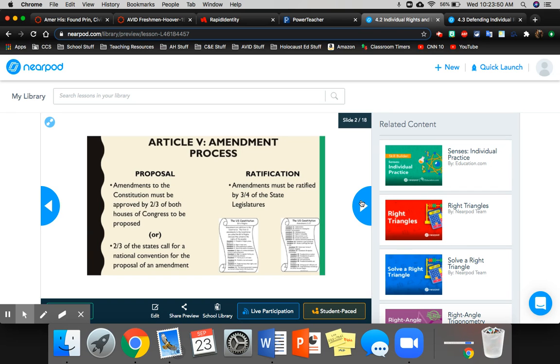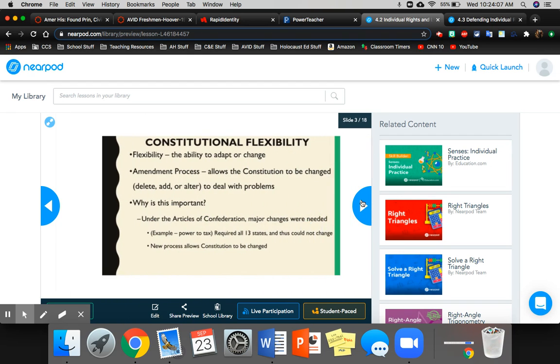In order for this new proposed amendment to be ratified, 3/4 of the state legislatures must approve it, which is 75%. So today, that's either 37 or 38 states. In the past, that's obviously been fewer since we've not always had 50 states.